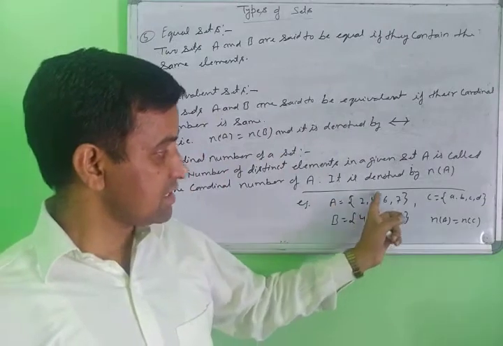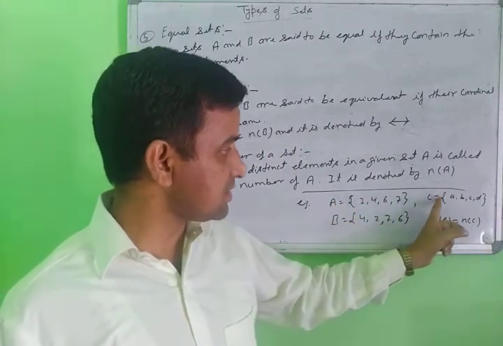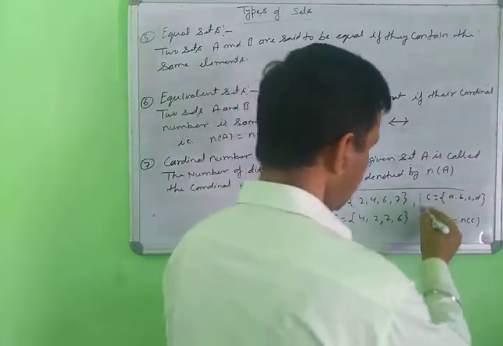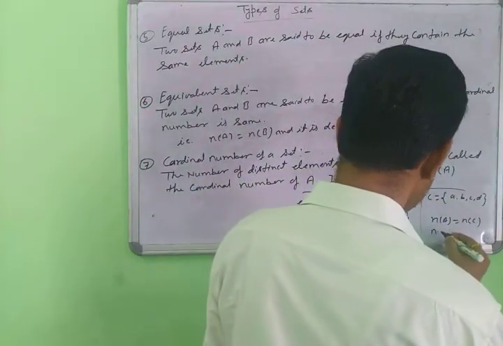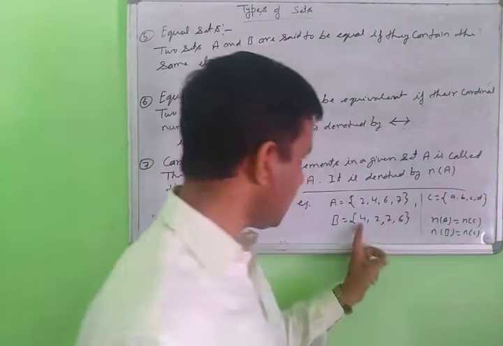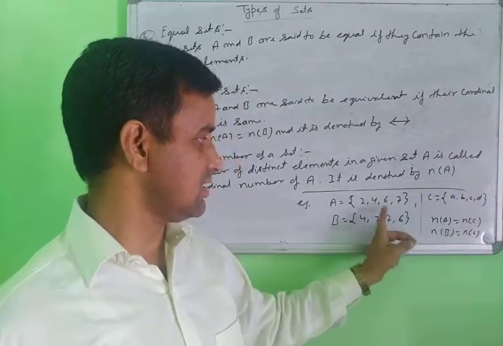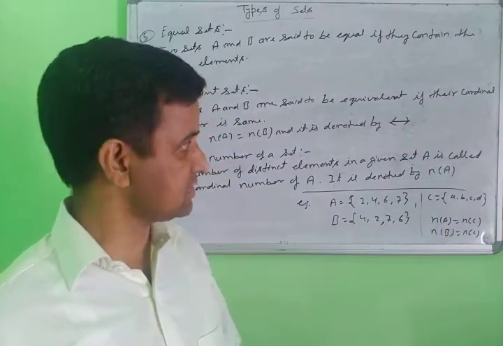It means this A and B are your equal sets, and A and C are equivalent sets, and B and C are also equivalent sets. These are the examples of the equivalent sets. These are the examples of the equal sets.